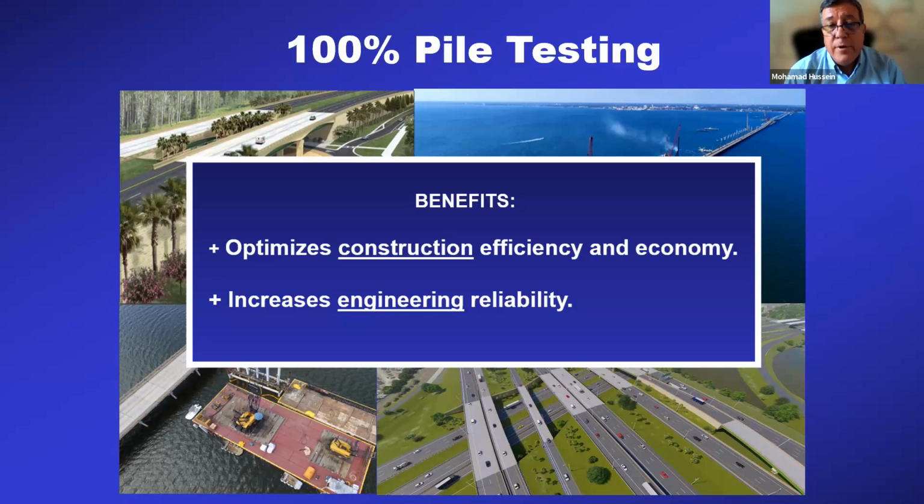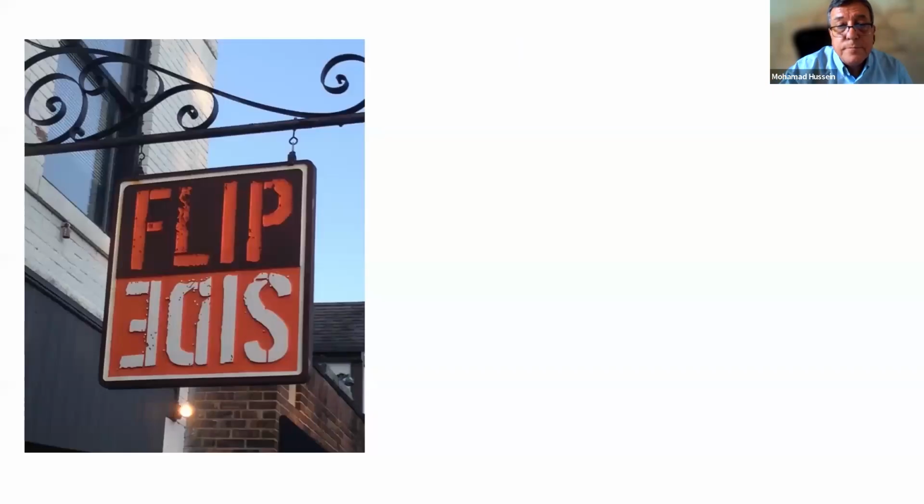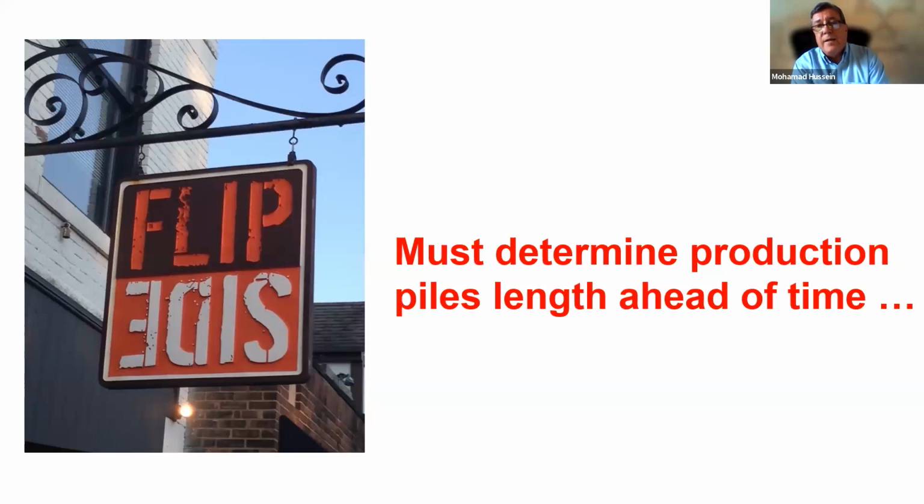These pictures in the background that I'm showing are from projects that either started out as 100% testing by design or got turned into 100% testing after the test pile procedure was started on each project. However, there's a flip side to that, which is a major issue that requires that the production pile length must be done and must be known ahead of time without the benefit of a test pile program. So the engineer must assign production pile length to the project really without much prior information from that site.